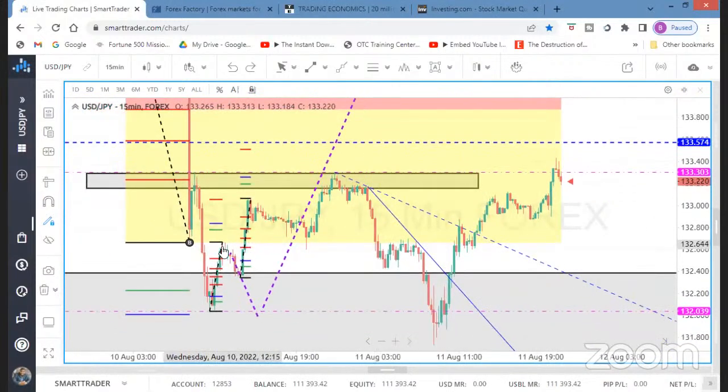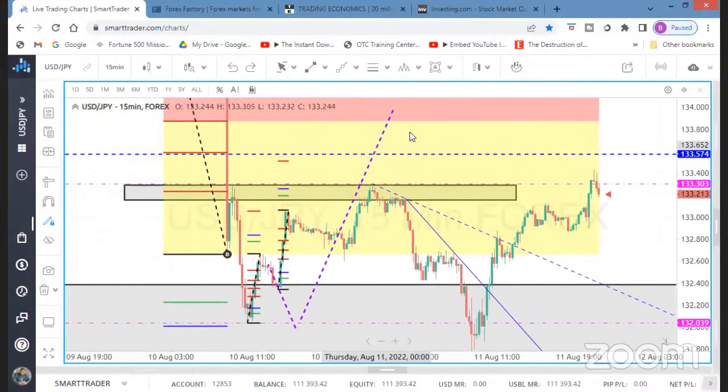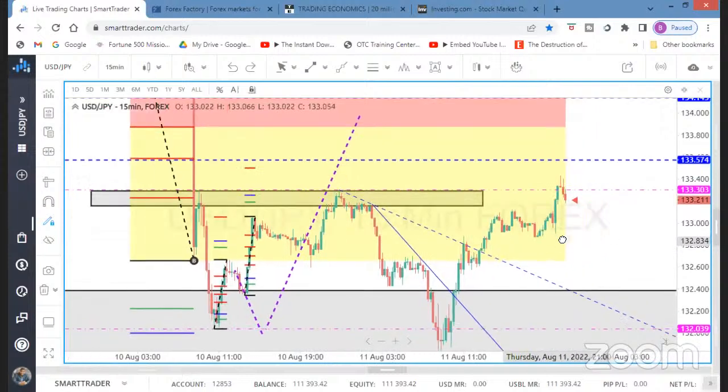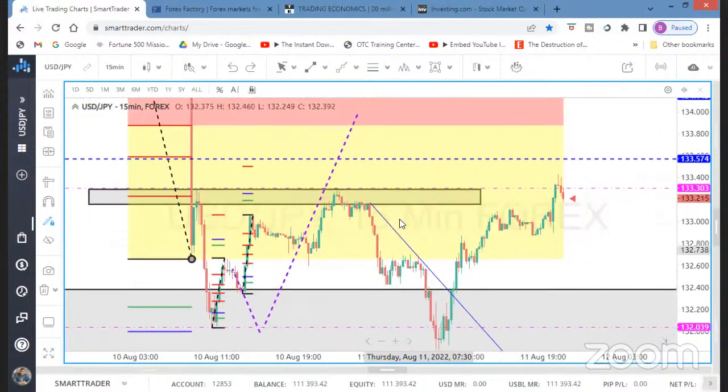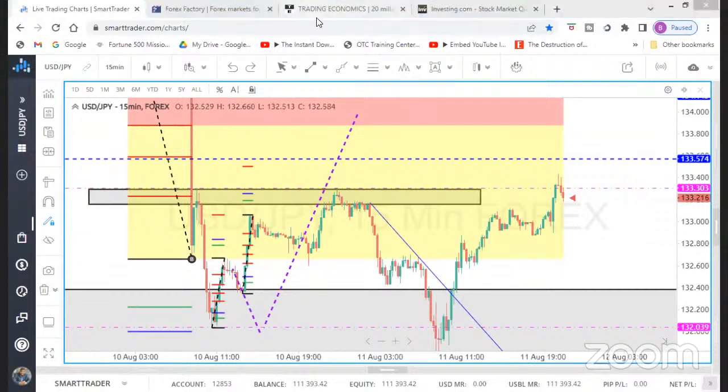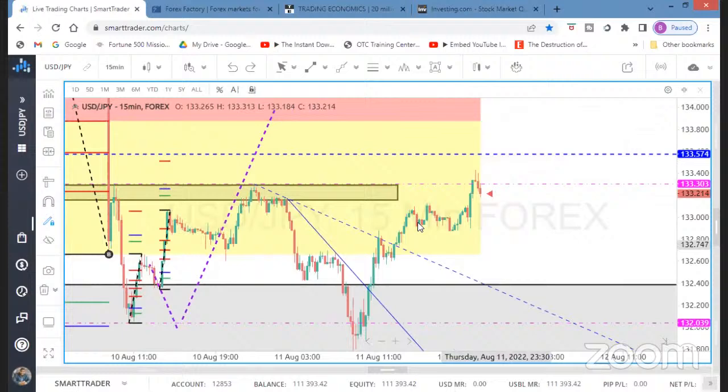Did anybody play this to the upside? Make any gains on that before it decided to turn over? Roll back downhill on us? No? It's Thursday. Everybody tired, ready to end the week? All right. Well, maybe not.